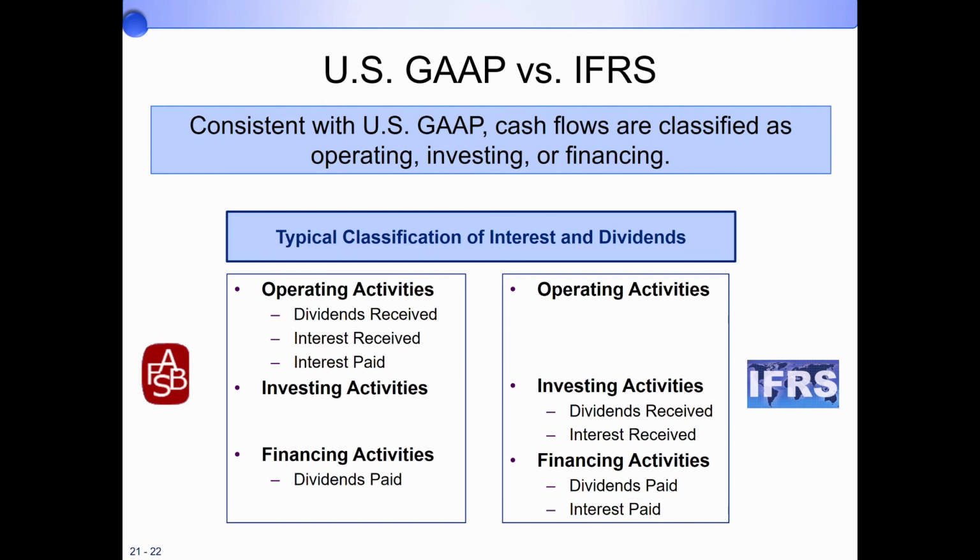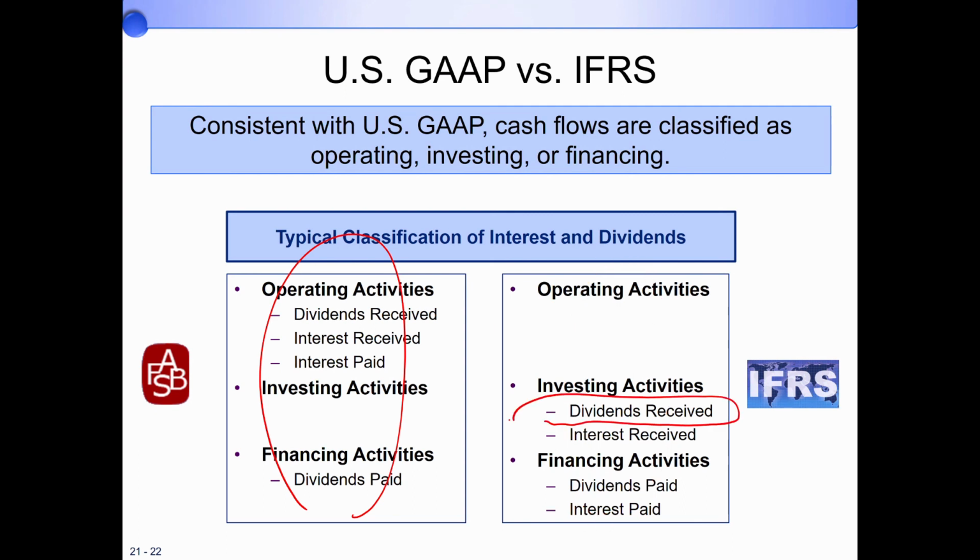This is US GAAP, and this is the international accounting standard. You can see the classification is kind of different. The majors are the same: operating, investing, financing. But for some items the classification is different. For example, dividends received.